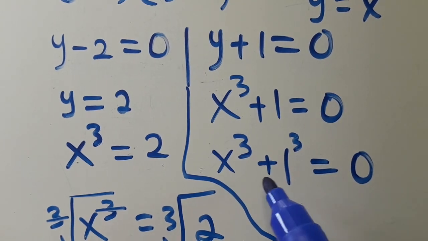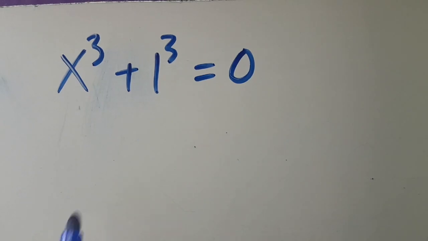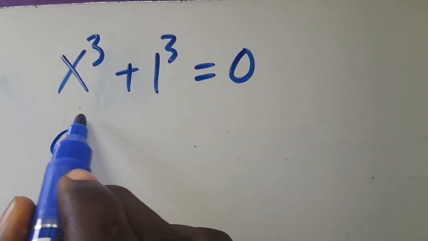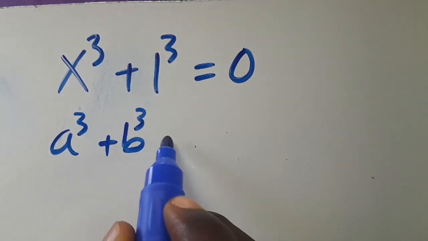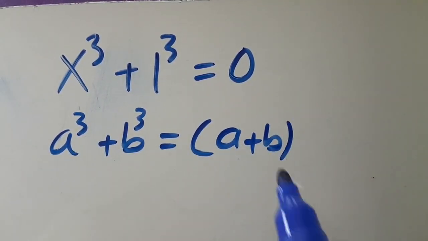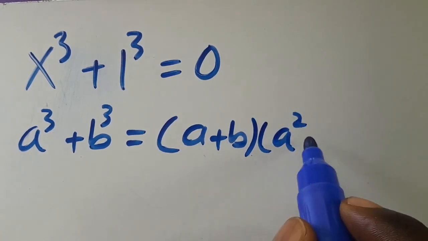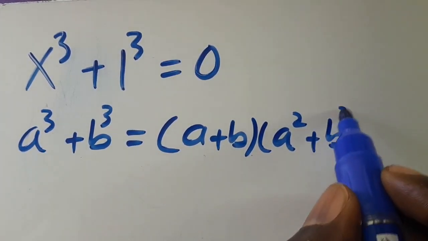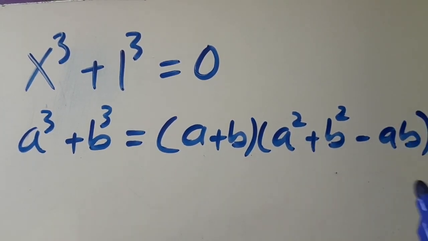Now, let us recall the sum of two cubes, so now this one equals 0. Now from the sum, when you have a to the power of 3 plus b to the power of 3, this always equals a plus b as this, then multiplied by a squared plus b squared minus ab as this.